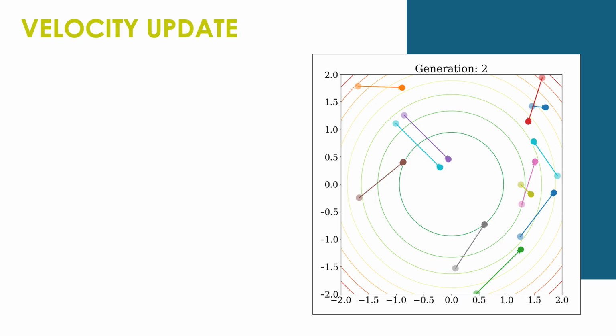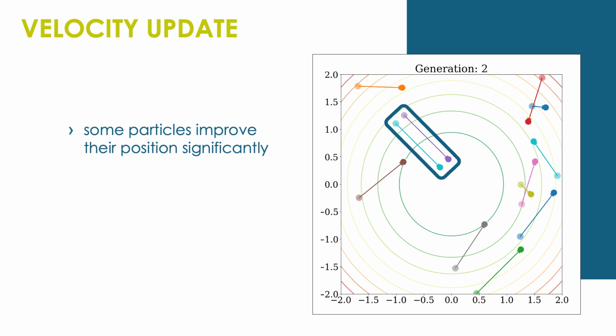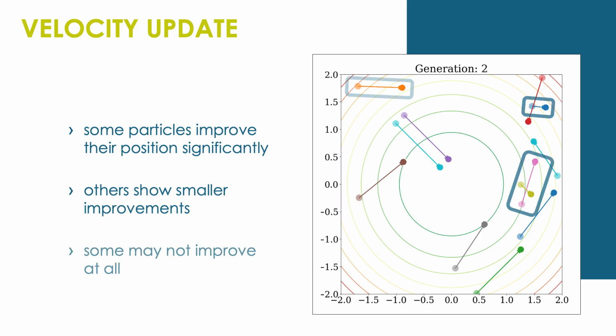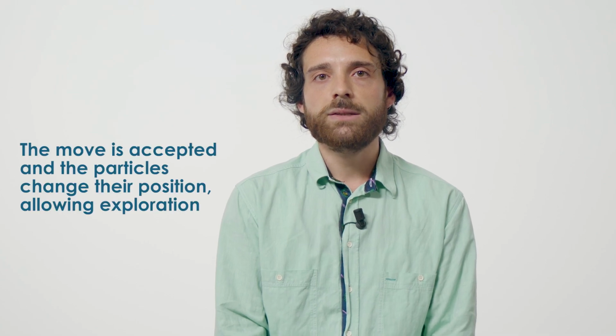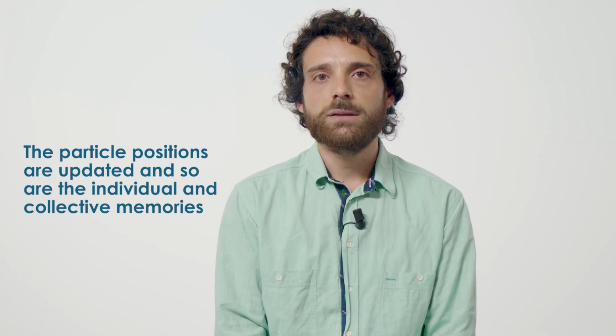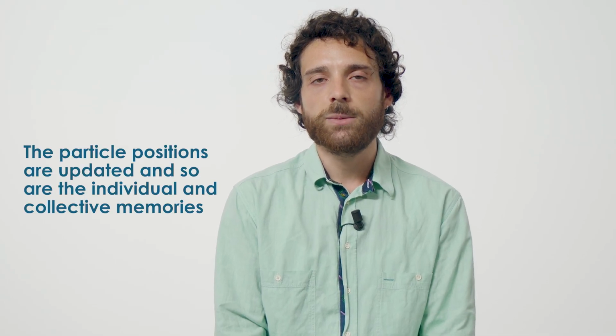After the first move, some particles improve their position significantly, like the violet and light blue ones on the left. Others show smaller improvements, such as the orange particle on the top left. Some may not improve at all, like the yellow, pink, and blue particles. In any case, the move is accepted, and the particles change their position, allowing exploration. After the move, the particle positions are updated, and so are the individual and collective memories.